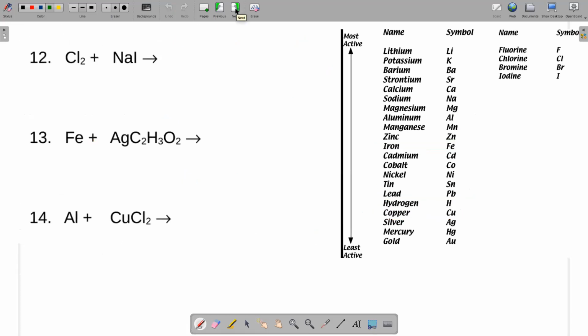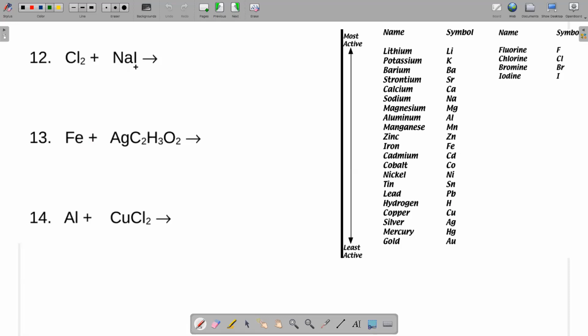All right, so I'll just do these last three, and then 15, 16, 17, 18, 19, 20. Actually, let's see, 16 through 20 are on the quick check. And that's all you've got to do today.